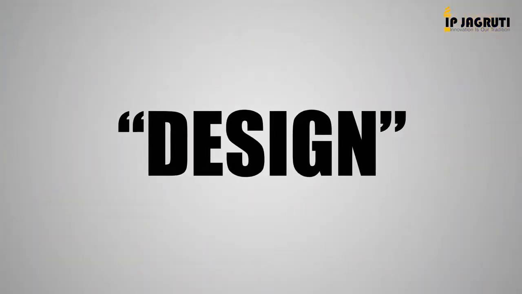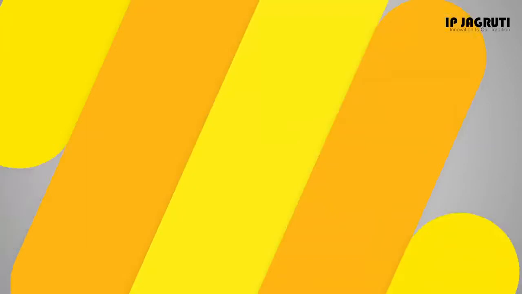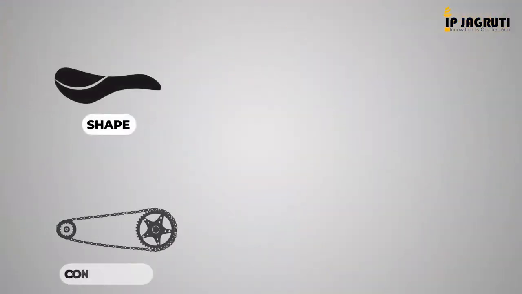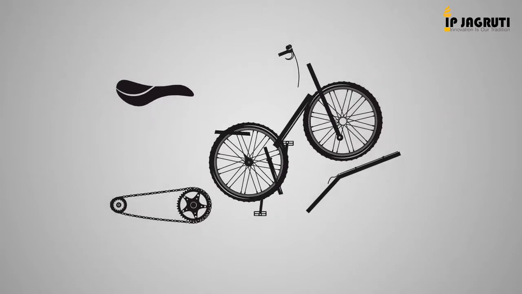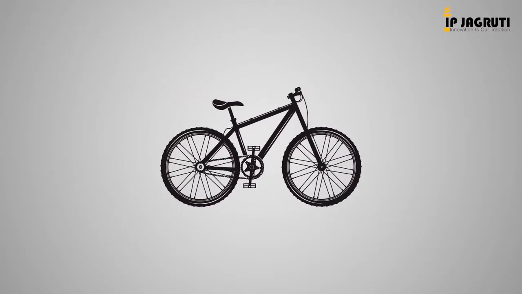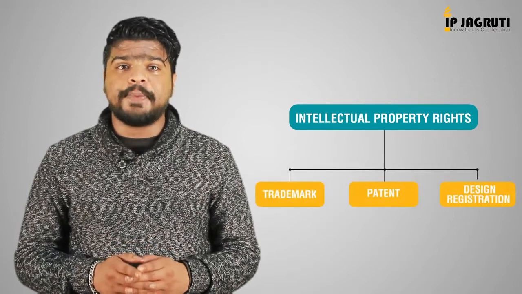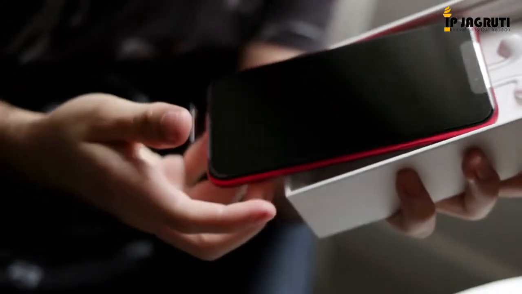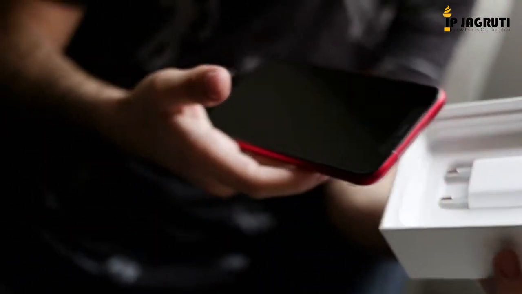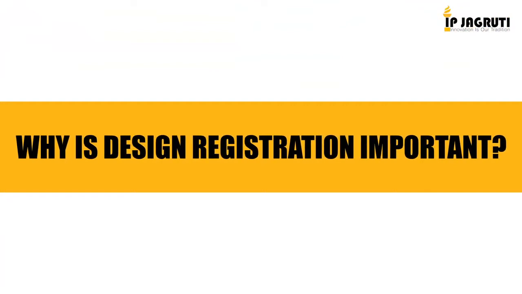The term design is the overall appearance of a product. Design results from one or more visual features including shape, configuration, pattern, and ornamentation. When the visual features are applied to a product, they give it a unique appearance. Design is one of the categories of IPR where the design system focuses on aesthetic feature of an article derived from its visual appearance.